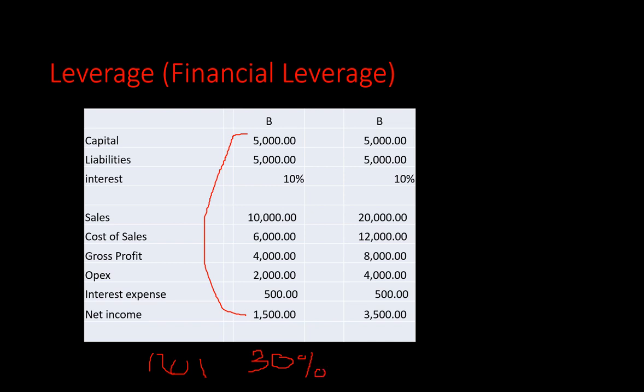Now for year 2, if you compute for your return on investment, you divide 3,500 by 5,000, you will get 70%. Ta-da! This is the second feature of a successful leverage. An increase in your operation will result to a higher increase in your return on investment. If you notice, your sales doubled, but your return on investment is more than double.